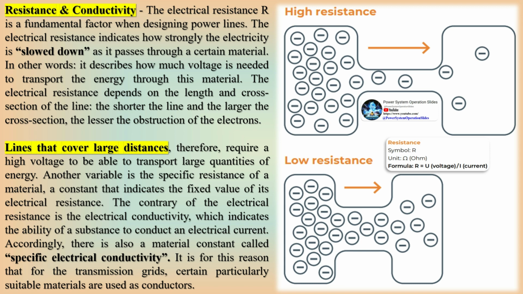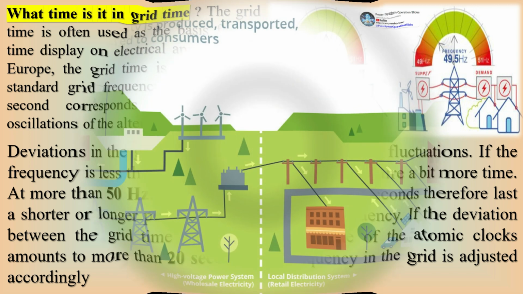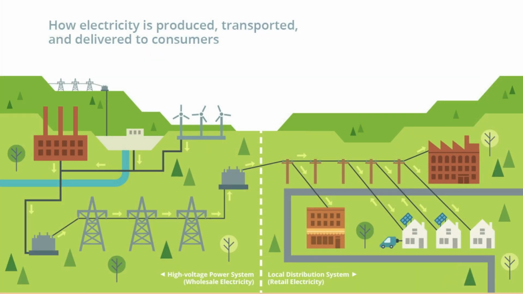Resistance and conductivity. The electrical resistance R is a fundamental factor when designing power lines. The electrical resistance indicates how strongly the electricity is slowed down as it passes through a certain material. In other words, it describes how much voltage is needed to transport the energy through this material. The electrical resistance depends on the length and cross-section of the line. The shorter the line and the larger the cross-section, the lesser the obstruction of the electrons.